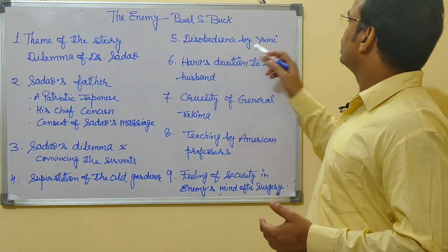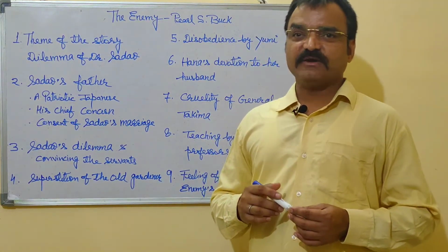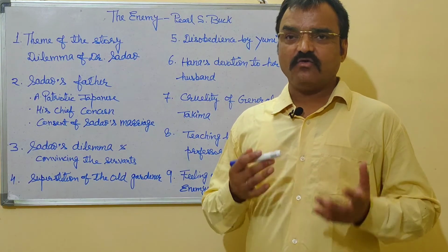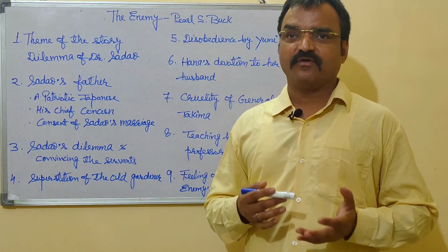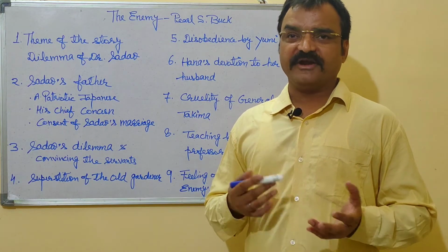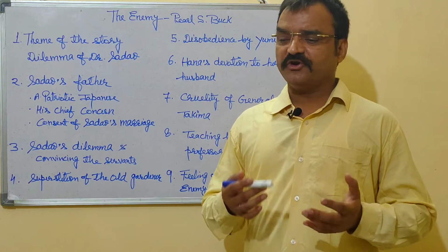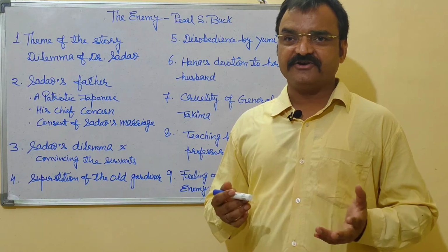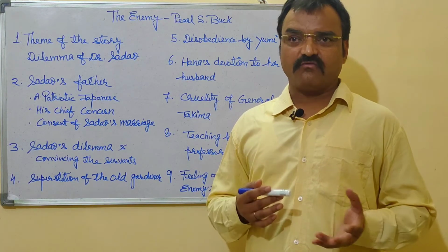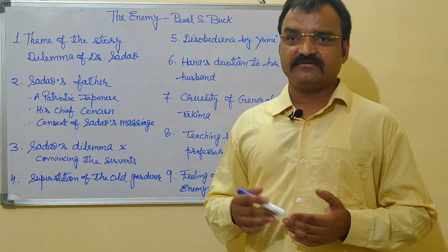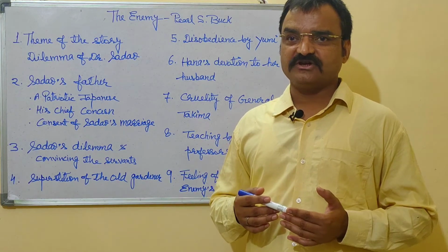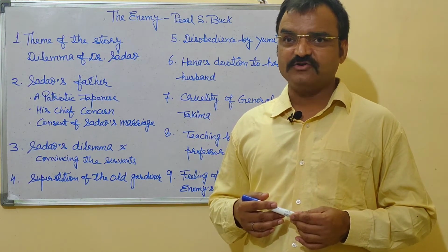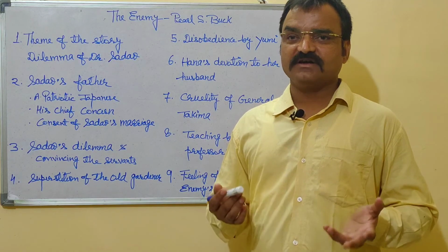Next main point is disobedience by Yumi. Yumi is the maid servant working in Sadao's house, and Dr. Sadao Hoki wanted that to save the life of the American, it was necessary to operate on him. So before the operation, he wanted him to be washed because his body was stained with blood and dirt. So that's why he wanted a bucket of water to be brought, so that the American could be washed before the operation. Hana, Sadao's wife, gave this order to Yumi, the maid servant, to bring a bucket of warm water and wash the American.